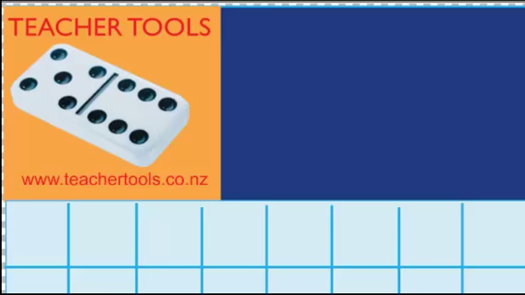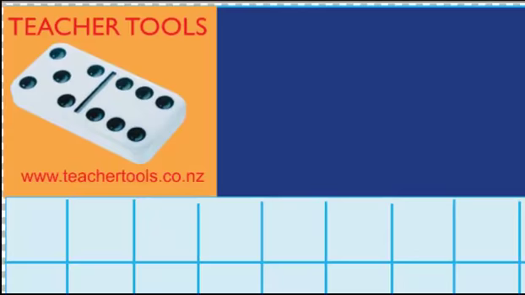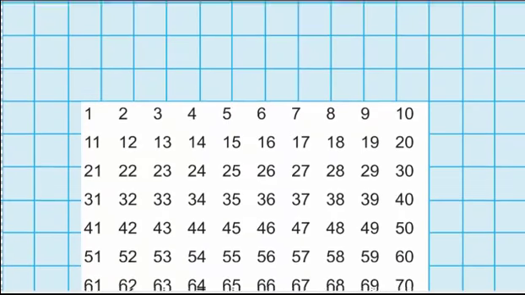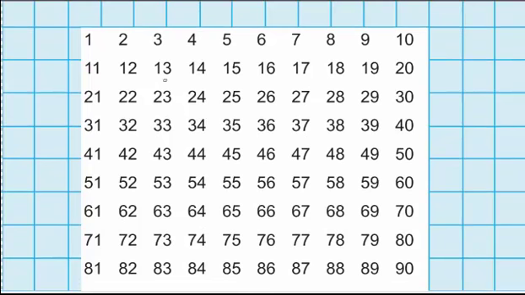Welcome to the Year 2 strategy for adding tidy numbers. In this lesson, I'm learning to add tidy numbers by skip counting forwards in tens. Let's start by going down to our hundreds board. Well, let's start by choosing a number. Here's 13.